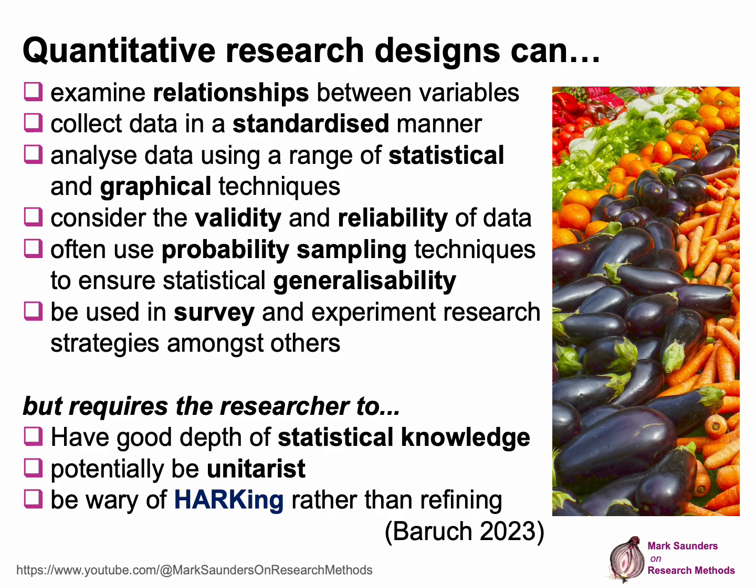You're probably wondering what the picture has got to do with quantitative data, and it's the idea of illustrating things being in a standardised manner. So we have a standardised row of carrots, of aubergines, of tomatoes, and then onions in the distance, and this makes it easy to analyse statistically.